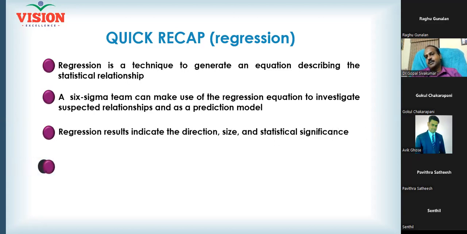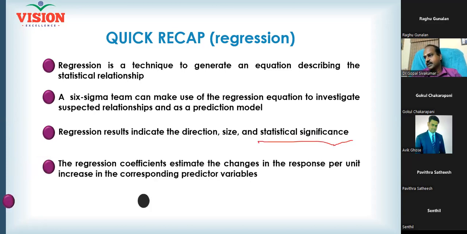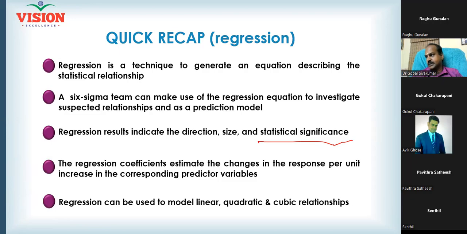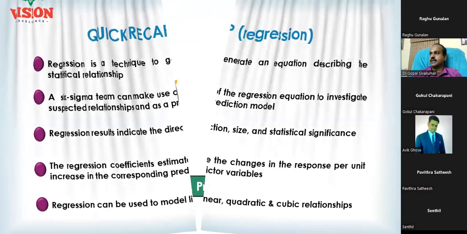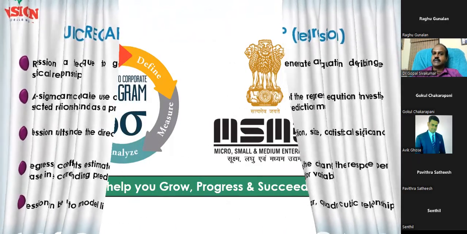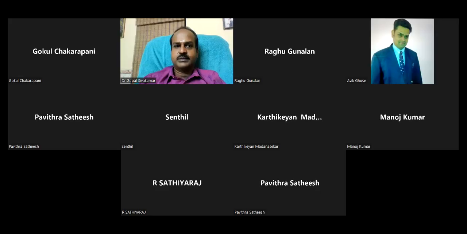Regression results can help you understand the direction, size, as well as statistical significance. Statistical significance means p-value. The regression coefficient estimates the change in response per unit change in the X variable. Regression can be used to model linear, quadratic, and cubic relationships. So that's all about correlation and regression.